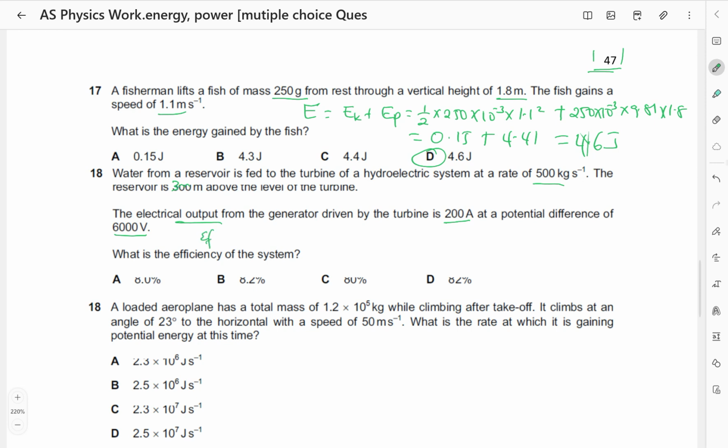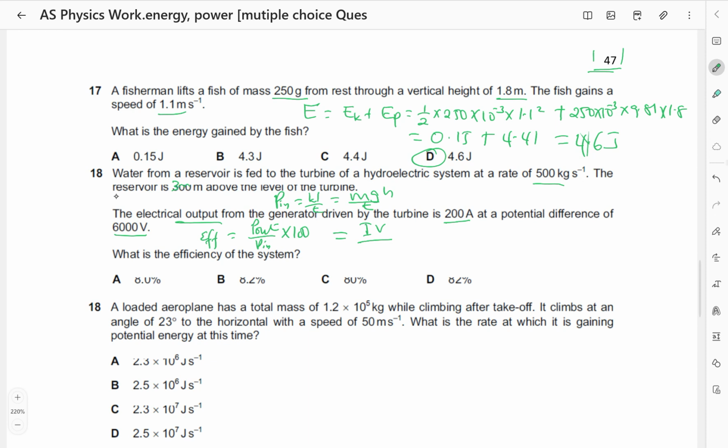We now know that efficiency is equal to the power output over the power input, and we multiply this by 100 to change to percentage. So the power output, of course, will be I times V. That is the power output. But for the power input, the power input will be the work done per unit time of moving the water through that vertical height, which will be mgh divided by t.